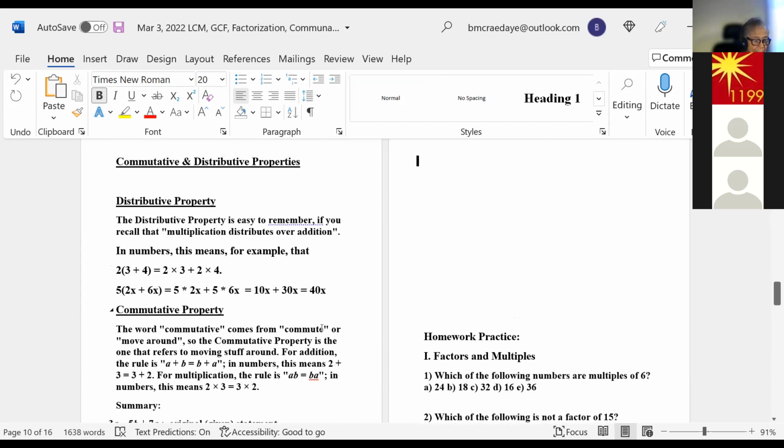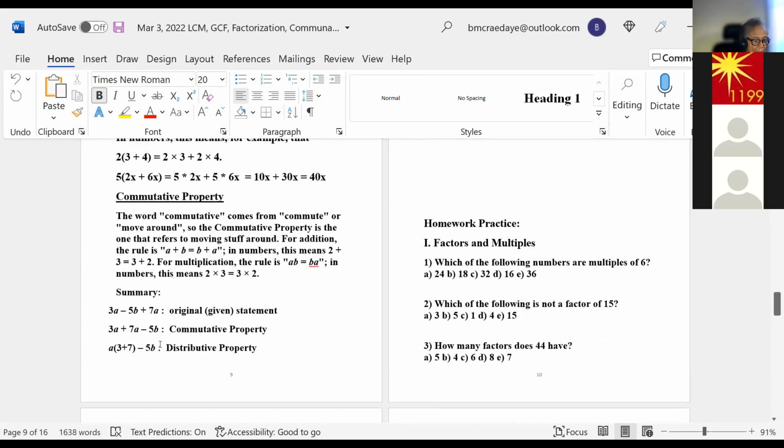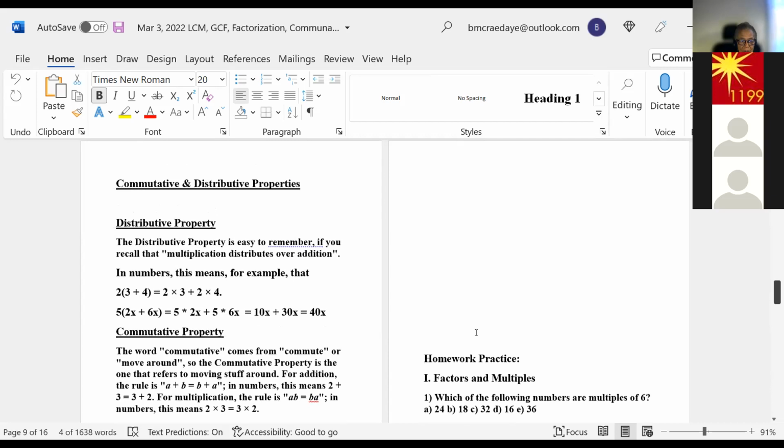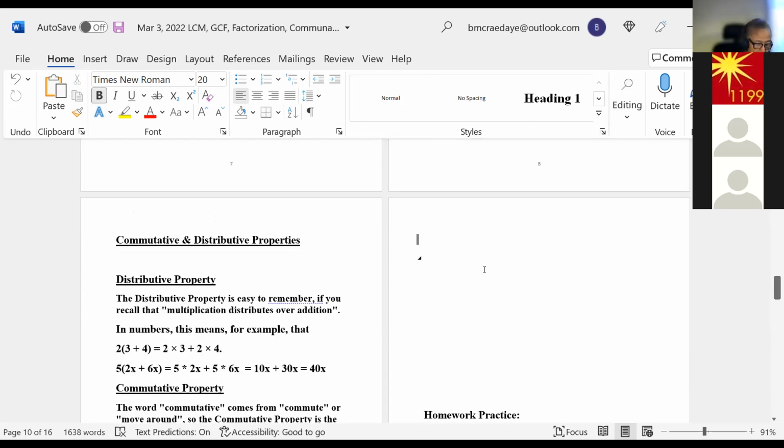Okay, let me go back, Lyra. Let me take the original, 3a plus 7a, and I want to put this over here. Now 3a minus 5b plus 7a, but I can change the order, right? So I could say 3a plus 7a minus 5b. That's what I was thinking. I want to make sure.